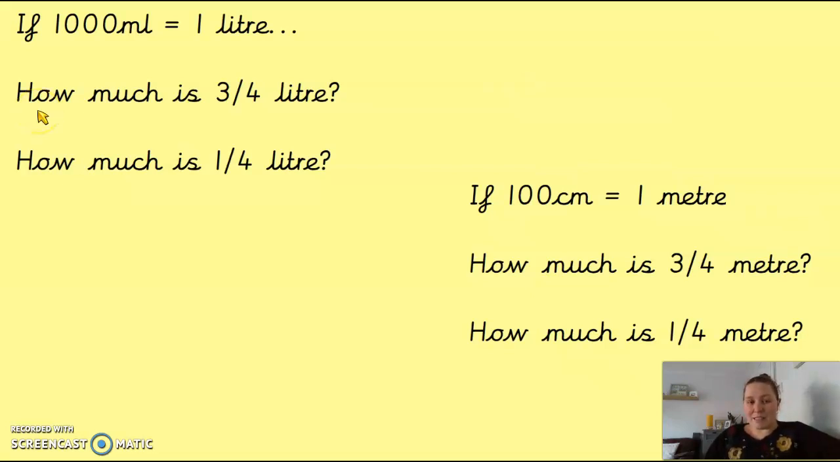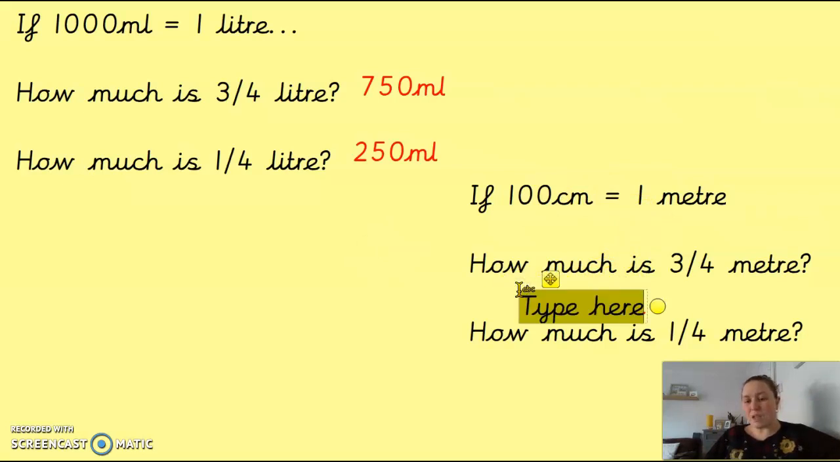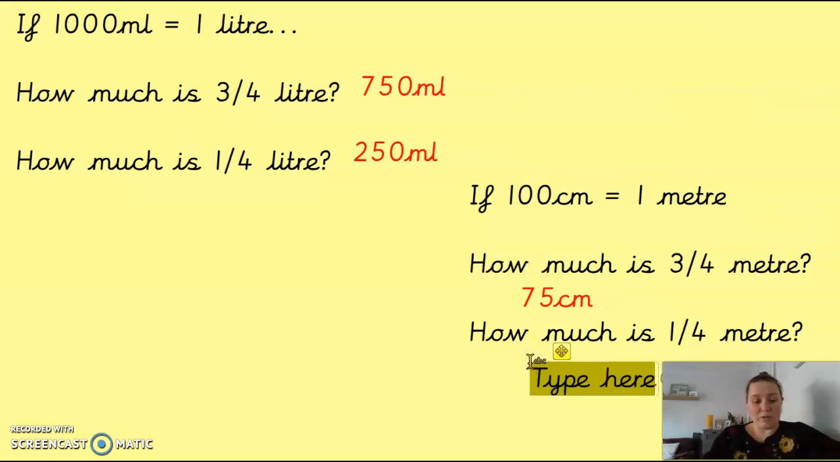So if 1,000 millilitres is 1 litre, then how much is 3/4 of a litre? So what is 3/4 of 1,000? It is 750 millilitres, okay? What's 1/4 of a litre? 250 millilitres. And what would half of a litre be? 500 millilitres. If we think of the same thing with centimetres, 100 makes a metre. So if you're looking for 3/4 of a metre, it'll be 75 centimetres. If you're looking at 1/4 of a metre, it'll be 25 centimetres. And of course, half a metre would be 50 centimetres.